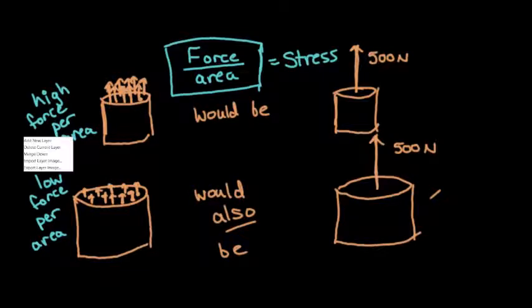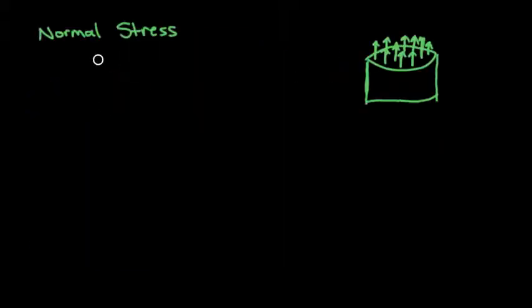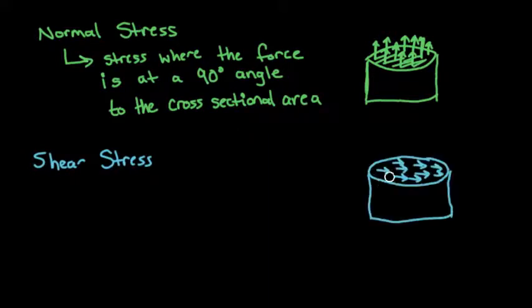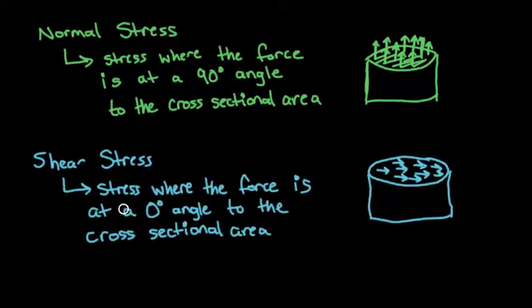And stress comes in two flavors. There's normal stress, like we just saw. And normal here doesn't mean like your average stress. It just means stress where the force is at a 90-degree angle to the cross-sectional area. So all these little force vectors are at 90-degree angles to this cross-sectional area here. The other flavor we haven't seen yet. And it's called shear stress. That's what it looks like. And it is just stress where the force is at a 0-degree angle to the cross-sectional area.